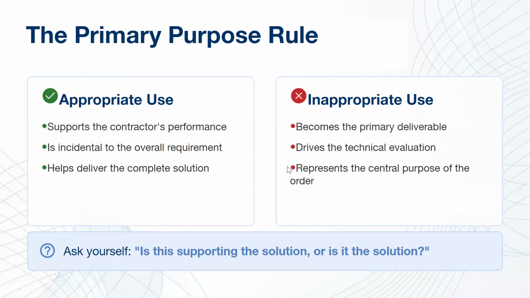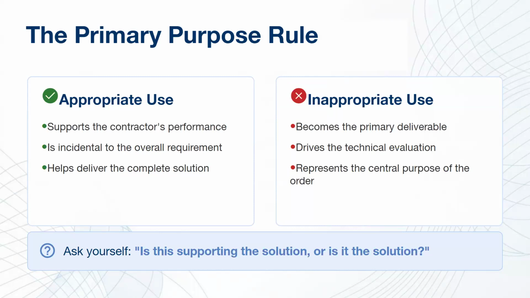So, going over the primary purpose rule. The primary purpose rule is really the guiding principle behind the use of OLMs. There are several requirements associated with OLMs, and almost all of them come back to the single idea that they're intended to support performance of the order. They exist to help the contractor successfully deliver the products and services the government actually set out to acquire.